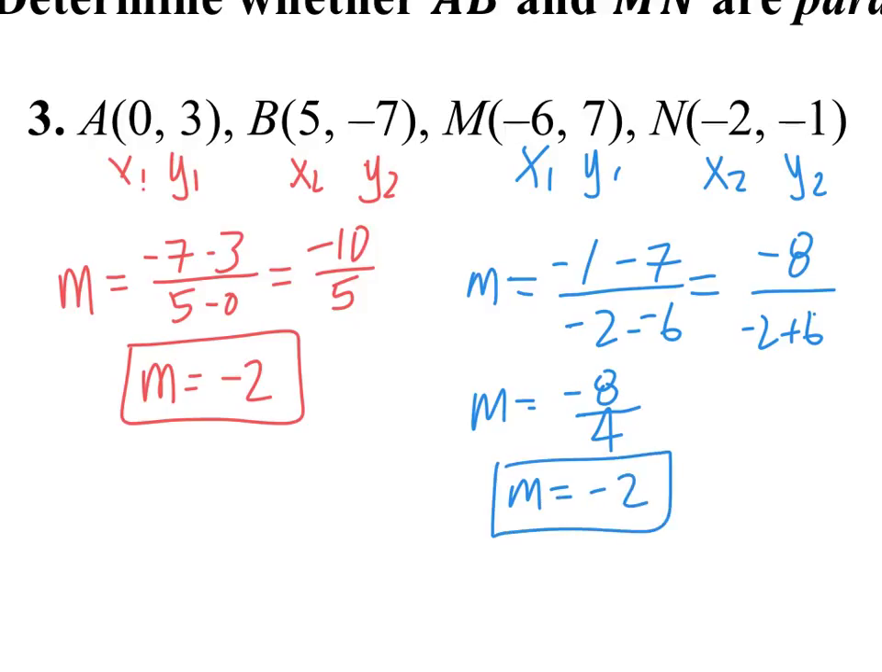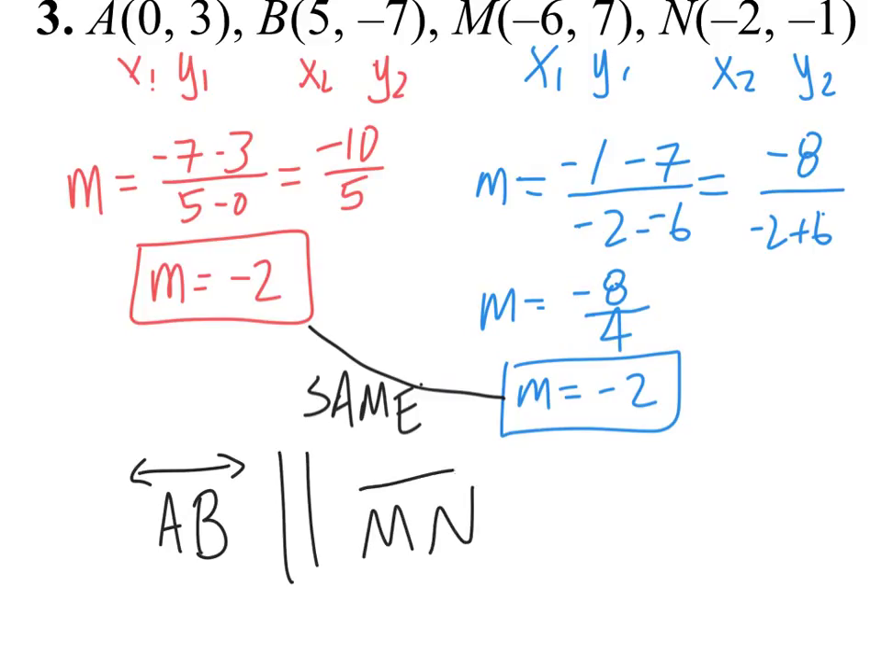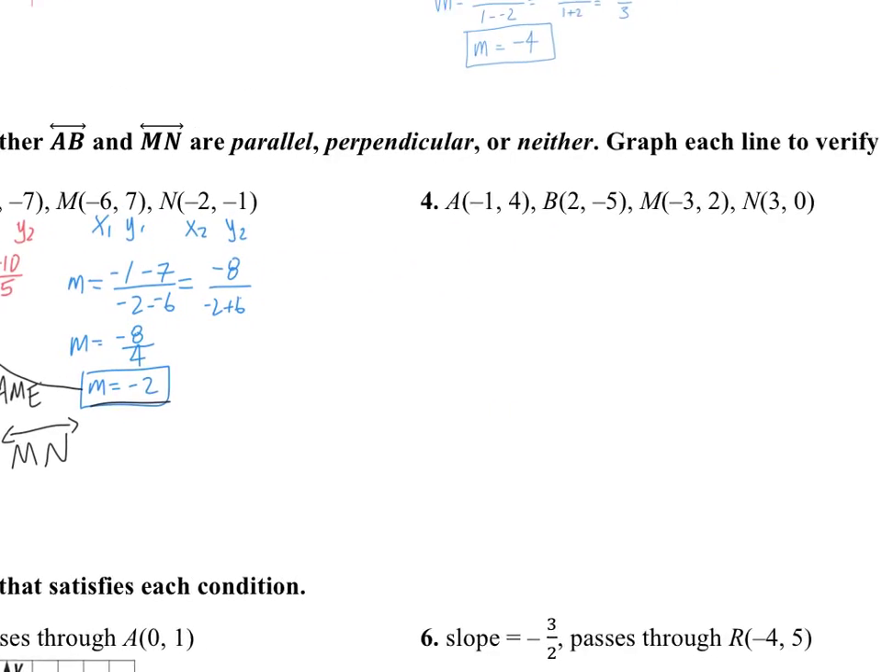So because these are the same, we know that these lines are parallel. If I wanted to show that and write that, I would say that line AB is parallel to line MN. But I have to look at their slopes, and because they're the same, then we know that they're parallel. All right, let's take a look at number 4.